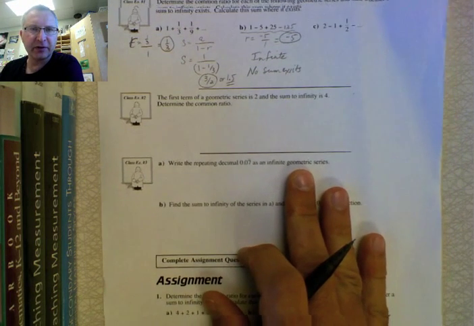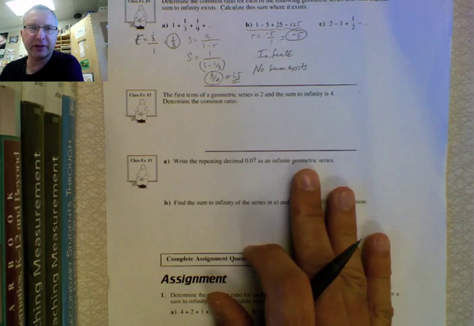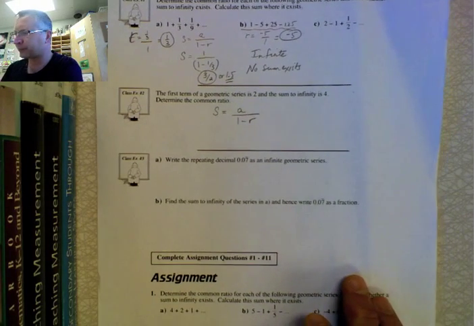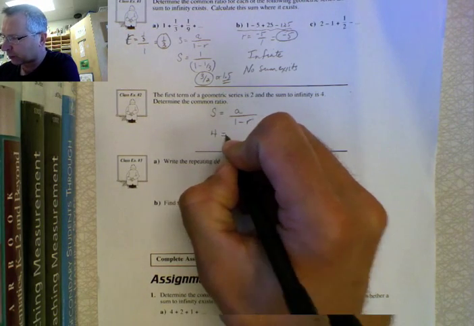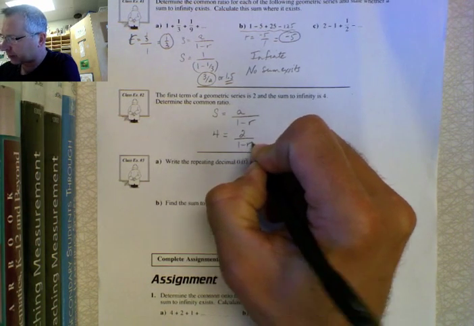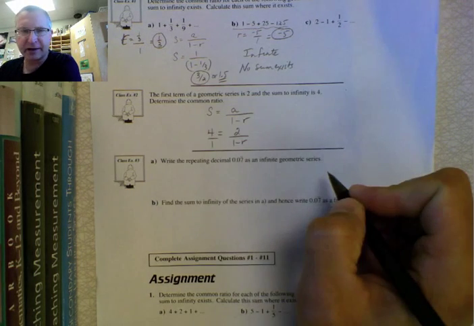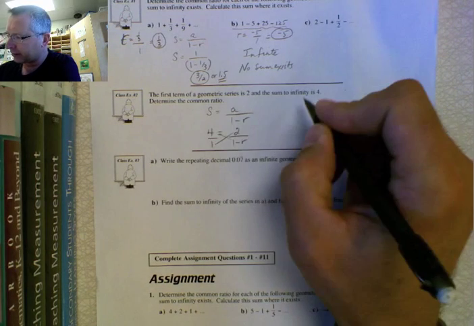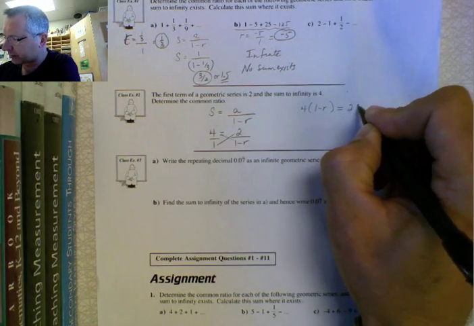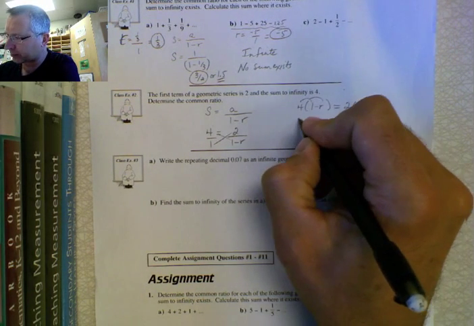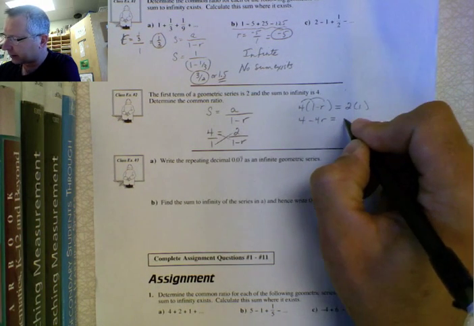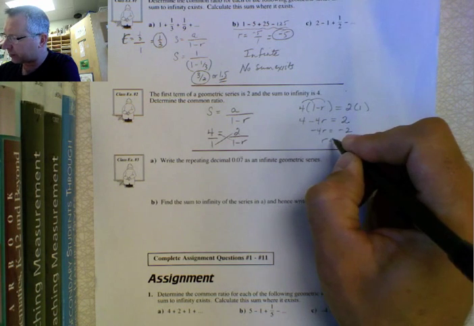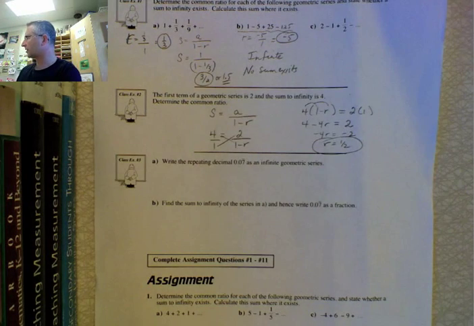The next question says the first term of a geometric series is 2, and the sum to infinity is 4. Determine the common ratio. So if we write out our formula for finding the sum of an infinite geometric series, they tell us that this sum is 4, they tell us the first term is 2, and they want us to solve for r. Well, let's make 4 a fraction. Let's put it over 1, because when you have a fraction equal to a fraction, you have a proportion. So you can cross multiply here. You get 4 times 1 minus r equals 2 times 1. If we distribute the 4, 4 times 1 is 4, 4 times negative r is negative 4r, equals 2. Subtract 4 from each side, and you get negative 4r equals negative 2. And if you divide by negative 4, you'll find that the ratio in this case is a half.